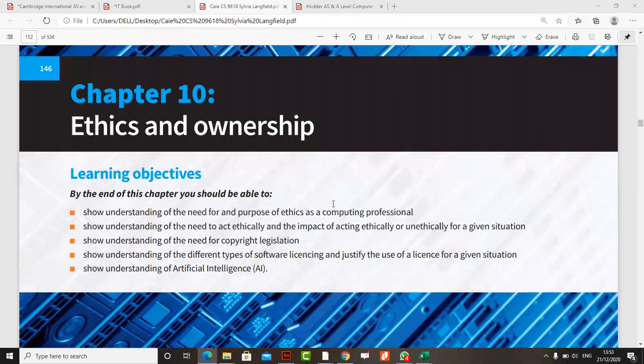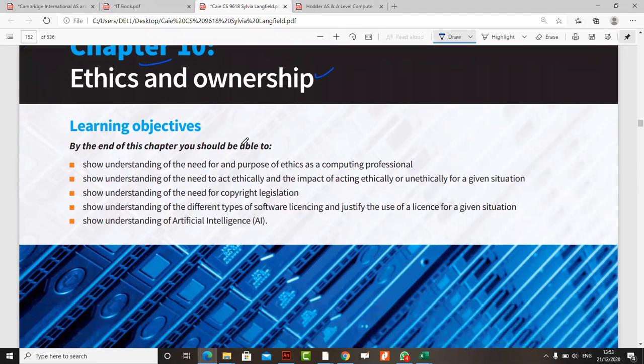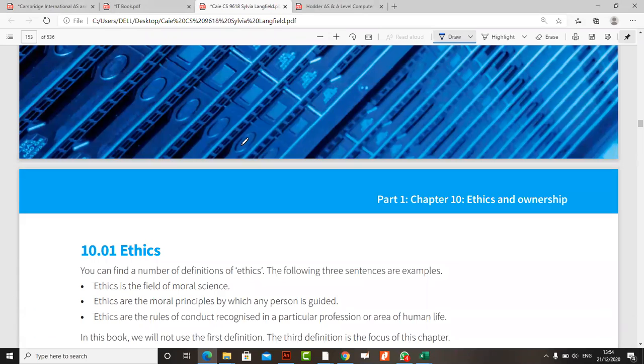Okay. So chapter 10, quite a generalized chapter, but obviously it's important. It's all about your ethics that you have and ownership. All related to software development and all that.